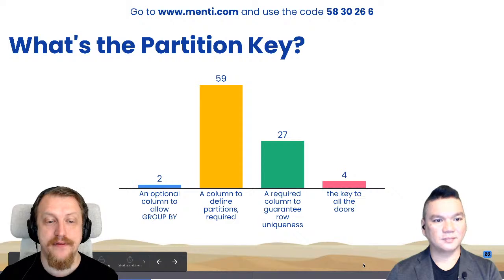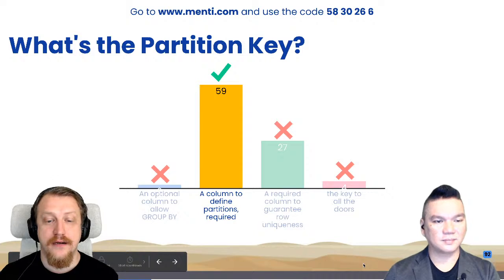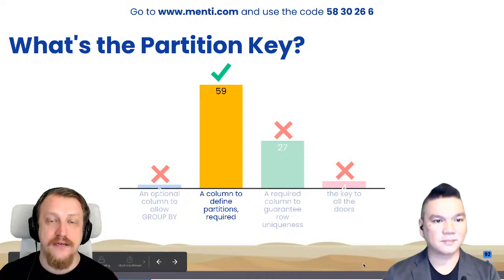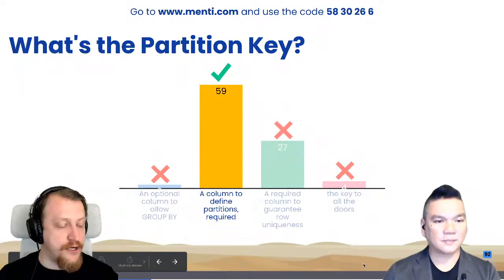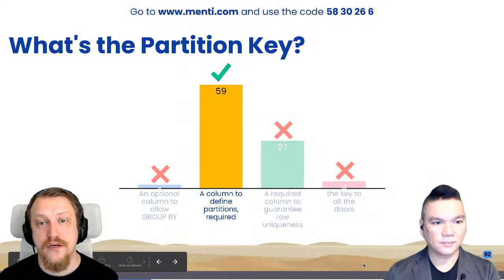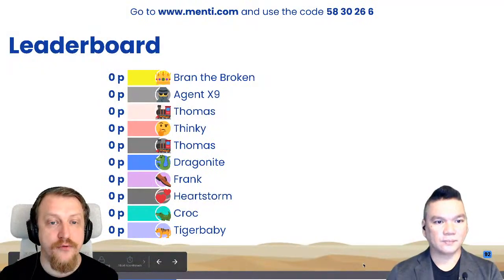And time is up, and most of you answered it correctly. It's a column to define partitions, and it's required. And the answer, required column to guarantee row uniqueness, is not correct. Primary key is to ensure uniqueness, and it uses partition key for that, but also clustering columns. Partition key defines partitions.